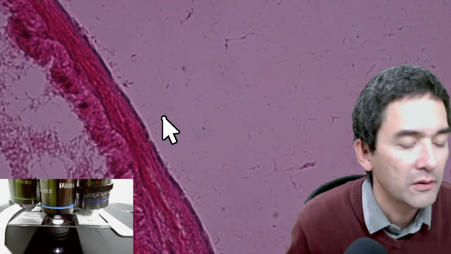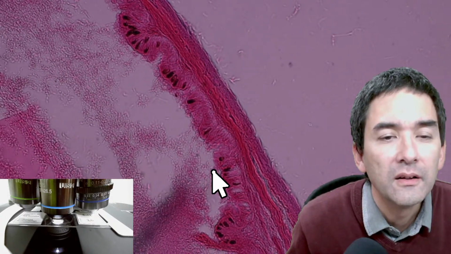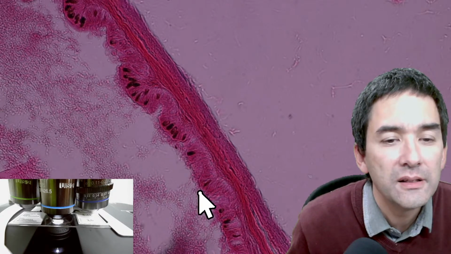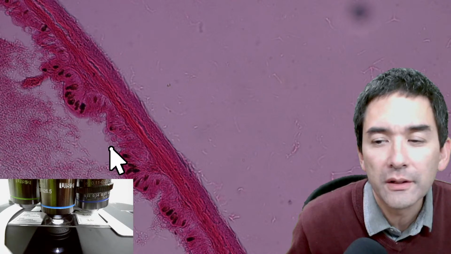So let's move again here. I need to refocus. Okay, very nicely visible that the inside has those extensions to increase the surface area.